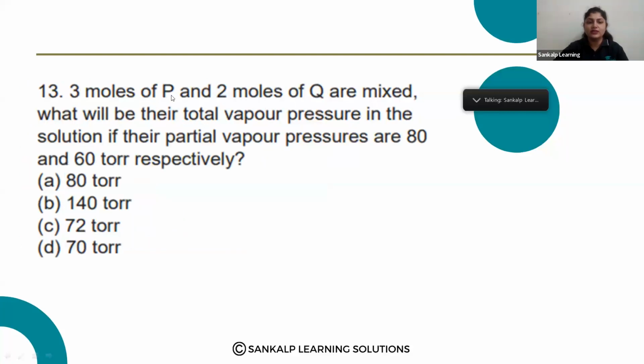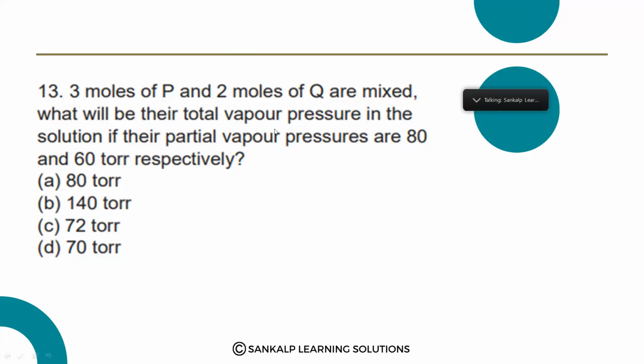Then next question. 3 moles of P and 2 moles of Q are mixed. What will be their total vapor pressure in the solution if their partial vapor pressures are 80 and 60 torr respectively? So how to solve this?